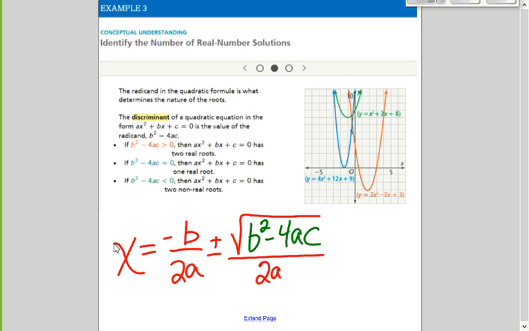So this page is pretty important. I want to put a star by it. The number of real solutions can be identified or determined by the discriminant.